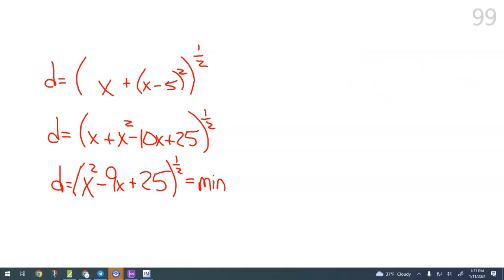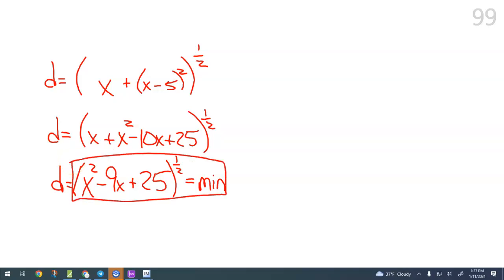Okay, so I'm trying to find the minimum. What level tells us about minimums? What level tells us increasing, decreasing, relative max, relative min? All four of those. First derivative, right? So we need to find the first derivative. So I'm taking the derivative of this.